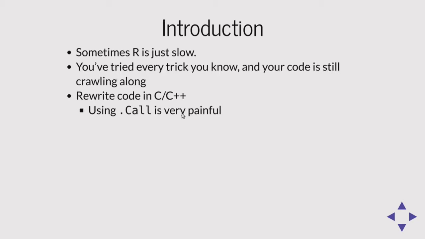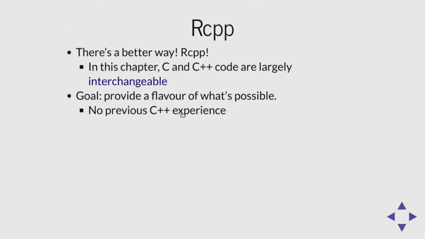So what Rcpp does is it makes that step easy. It makes it easy to write some C code and then call it from R. So have a quick Google for .Call later on. It's tricky stuff. So there's a better way. Rather than using .Call, we're going to use Rcpp. It's a package. I think the number of reverse dependencies is now over 1,000, around about 1,200. So it's a very popular package.